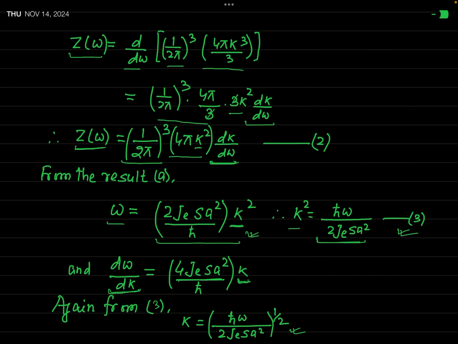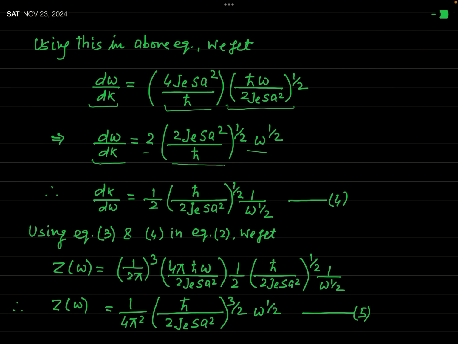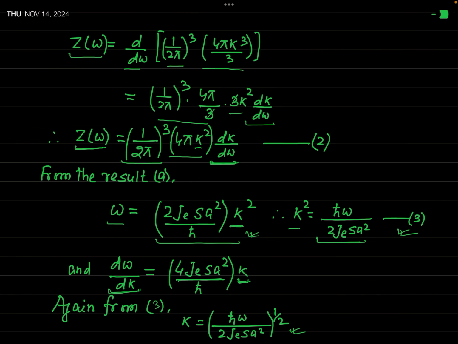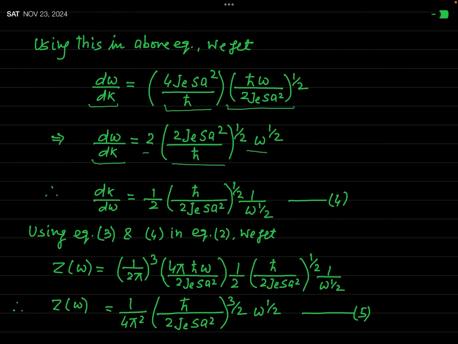But in our equation for z of omega, there is dk by d omega, and we have obtained the value of d omega by dk. So you can easily say now what dk by d omega will be. That will be 1 over 2, take the reciprocal of this much, times h bar over 2 JeS a square whole to the power half times 1 over omega to the power half.